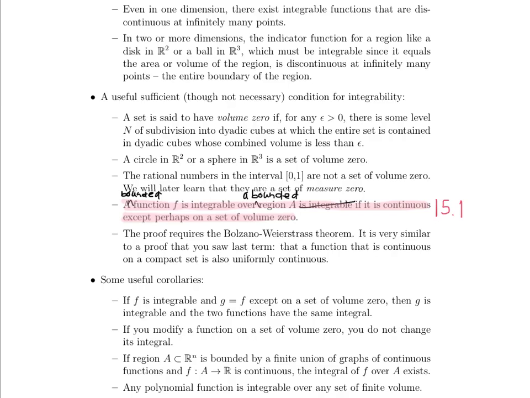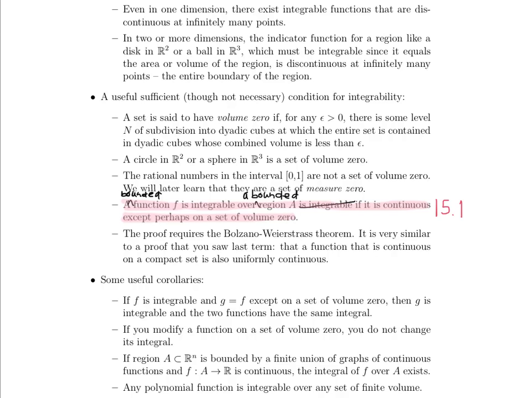The proof requires the Bolzano-Weierstrass theorem, and it's actually very similar to the proof that you did last semester, which said that a function that is continuous on a compact set is also uniformly continuous. So a lot of the mechanics behind it are not too different from things you've already seen. As corollaries to this, there are a few other things that we can deduce. One is that if a function f is integrable, and another function g is equal to f except on a set of volume 0, then g is going to be integrable as well, and the two functions will have the same integral.